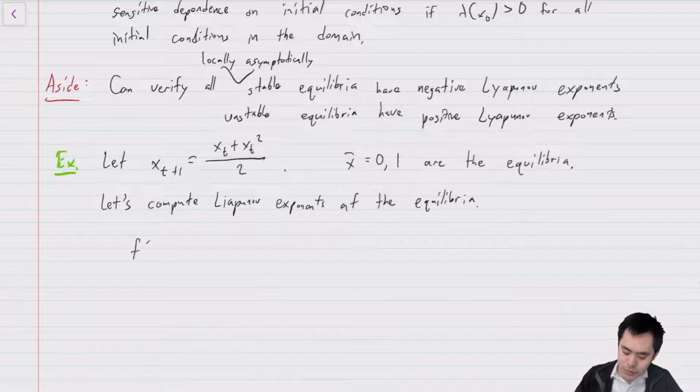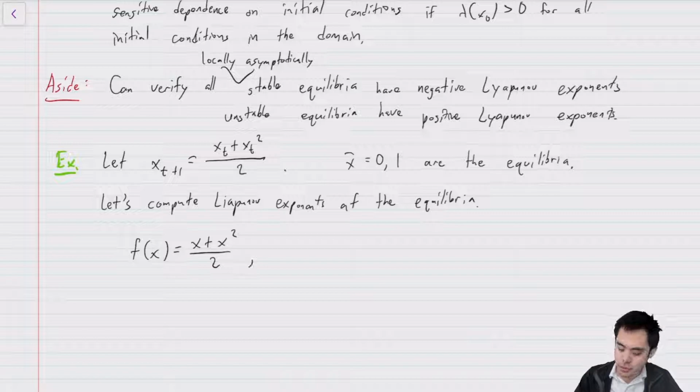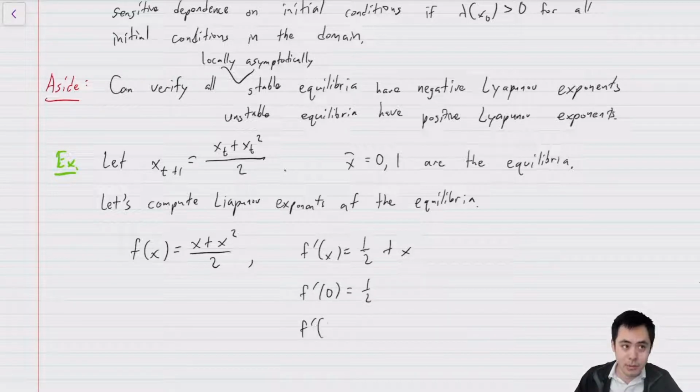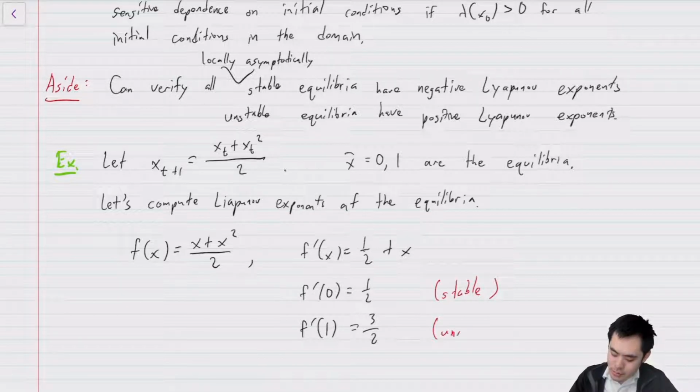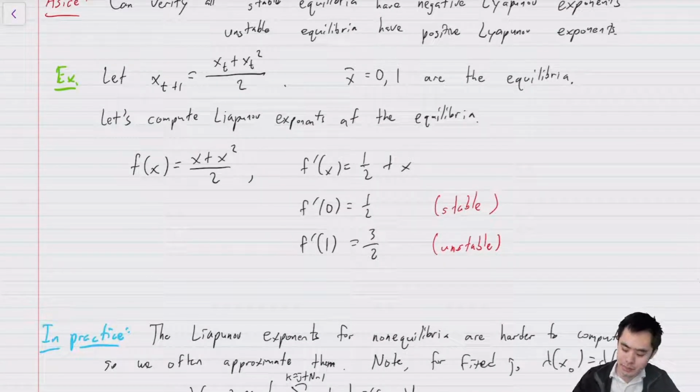Okay, so what's our function f of x? f of x is equal to x plus x squared over 2, which means that f prime of x is equal to 1/2 plus x. So then f prime of 0 is equal to 1/2, and f prime of 1 is equal to 3/2. And so note, of course, that our 0 equilibrium is then stable by the first derivative test, and our 1 equilibrium is unstable since the absolute value is greater than 1, also by our first derivative test.